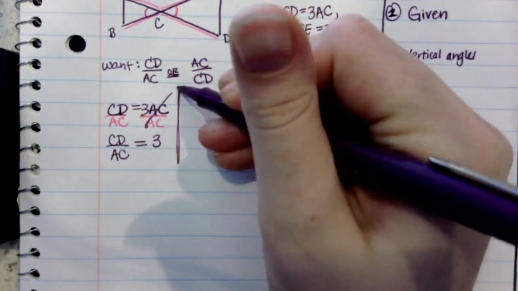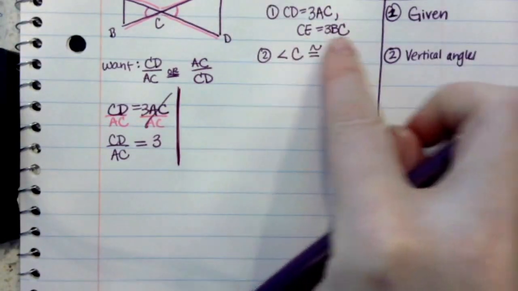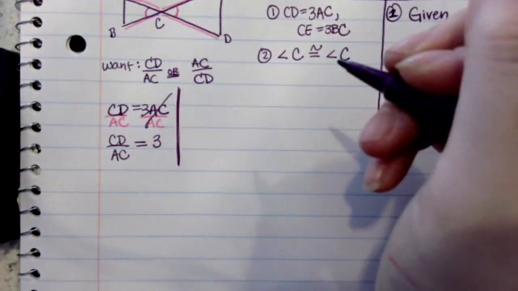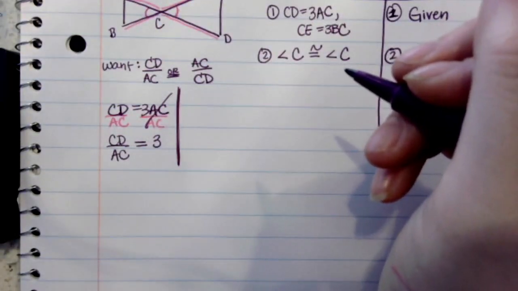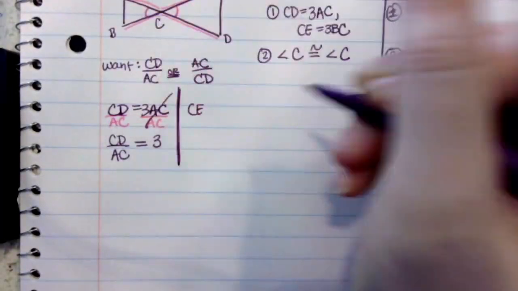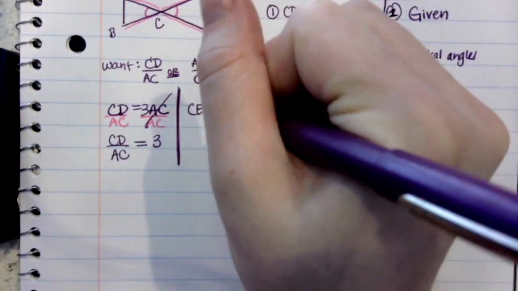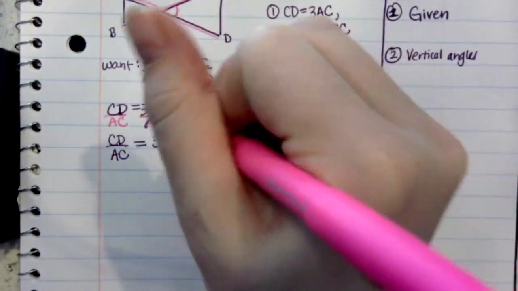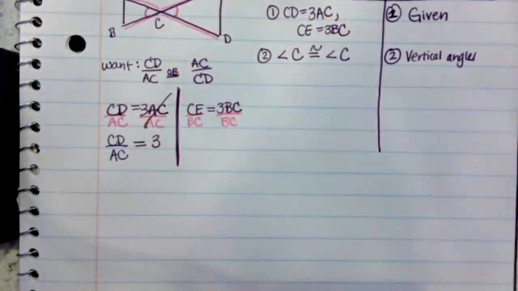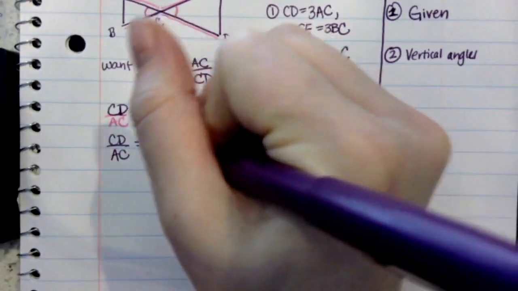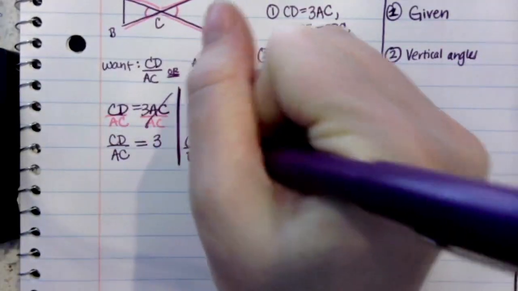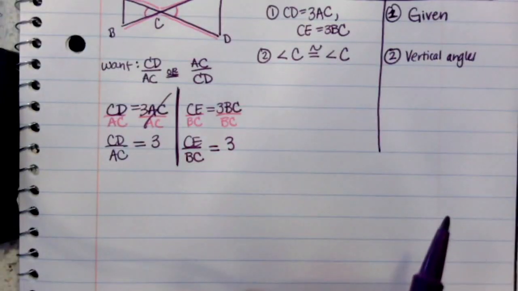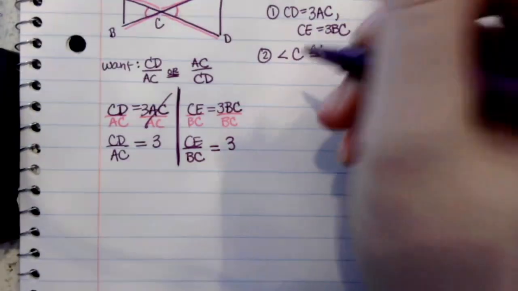And you want to do the exact same thing for the other statement that they give you, because you want to make sure that these numbers, these ratios, are exactly the same. That's the only way you can prove similarity, is if they are the same. So CE equals 3BC. Again, same step, we just want to divide both sides by BC. And we get CE over BC equals 3. And since these are the same, that is good news. That means I have 2 sets of proportional sides.